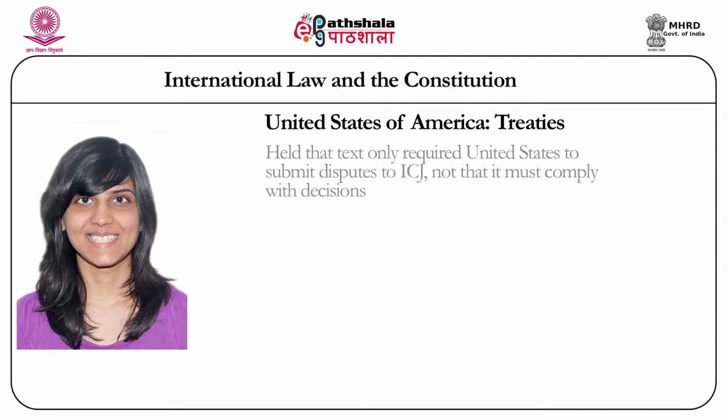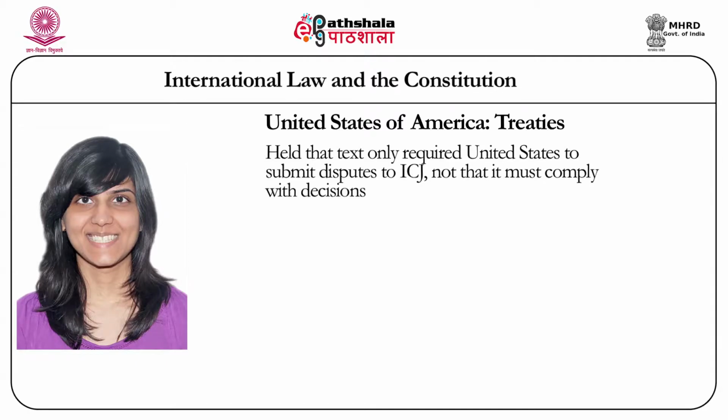He concluded that the text of the convention and the optional protocol only required the United States to submit to the jurisdiction of the ICJ in the case of disputes under the Vienna Convention, but not that the United States must comply with the decisions of the ICJ.